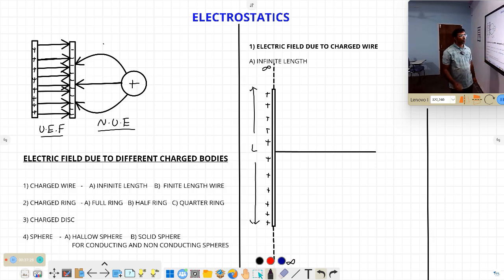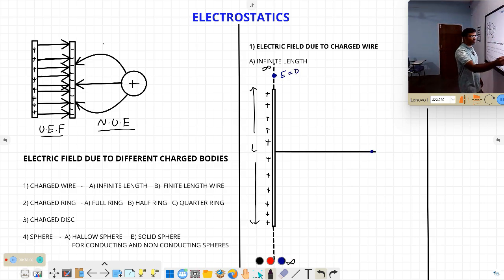Now we need to find the electric field intensity due to this charged wire at any point. I am taking two points here. One point I am taking on the wire, and the second point I am taking here. To understand the electric field intensity, always keep in mind that we already discussed that the electric field intensity inside the conductor is 0. The first point is located along the conductor, so the electric field intensity at this point is equal to 0.